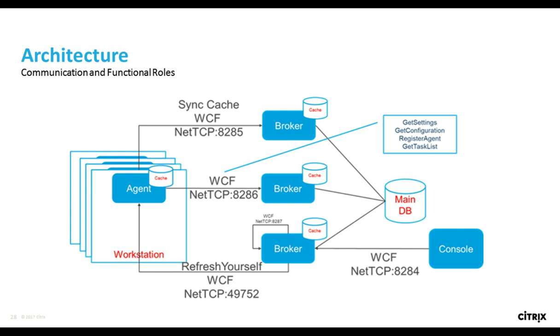A little bit about the actual architecture itself. There are several communication paths between the agent and the broker. There are certain ports that are used. So there's the sync cache via WCF, and that works over port 8285. And then there are your traditional WCF components, which are going to work over 8284, and that's really from the broker to the console. That's sort of like your management port.